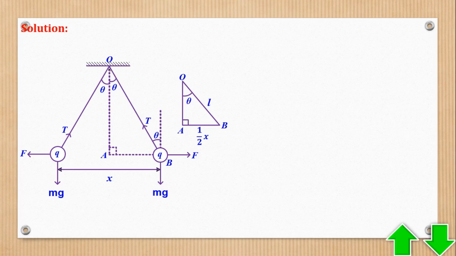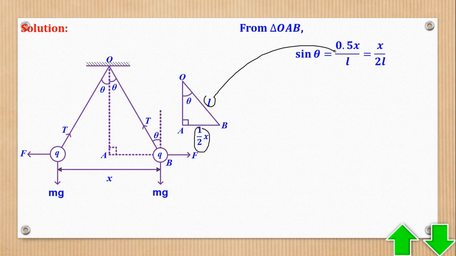So I'll extract out this right angle triangle. So you realize that the whole of this is x, meaning half of it is half x, and this length was given as L. Okay. Now from triangle OAB, we shall come and say that sine theta is equal to 0.5x over L, which is here. Simplify to come up with x over 2L.